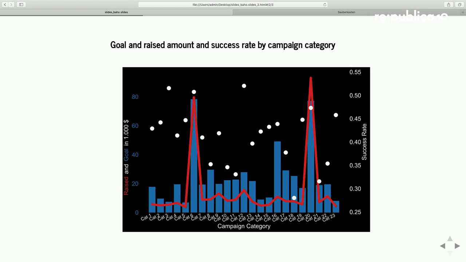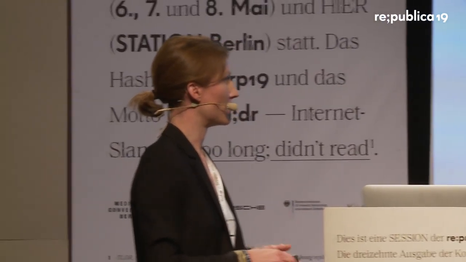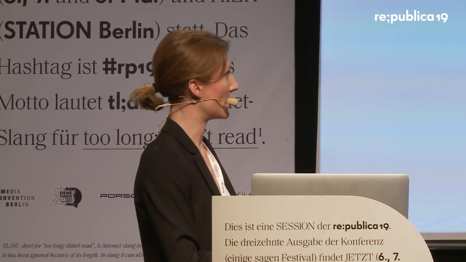This is just to give you an impression that there is variation in the data. What you see here in white is the success probability, and you see a couple of campaign categories, and you see that even just by looking at the campaign category, the success rate varies. In blue, it's not really important how big these are, is the average per category of what the campaign wanted to raise, and in red, what it raised indeed. And in white, again, are the success rates.